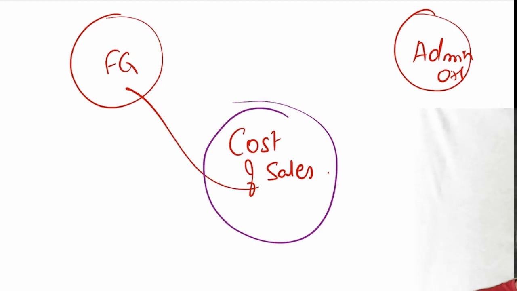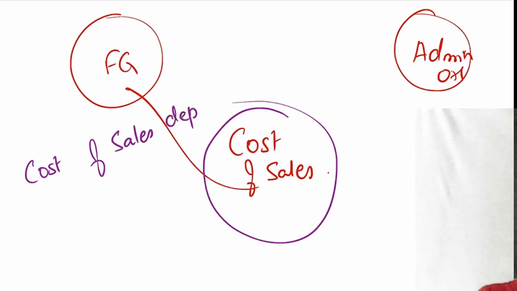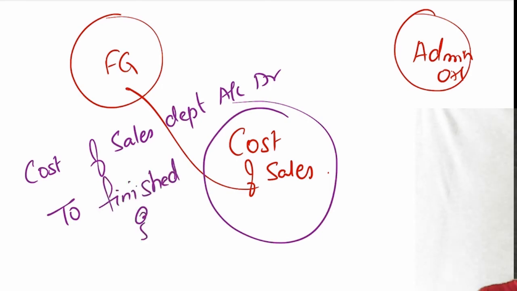So the journal entry is basically cost of sales department account debit to finished goods account. Cost of sales department account debit to finished goods account. Done.